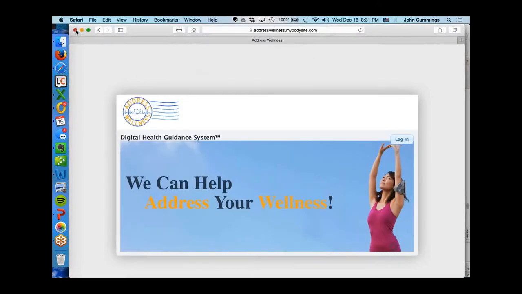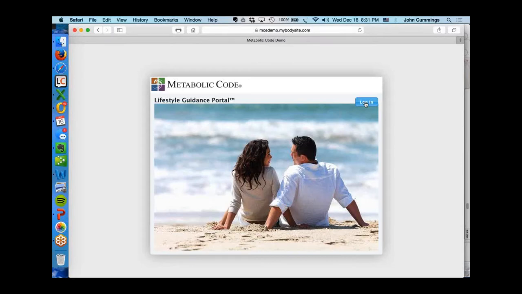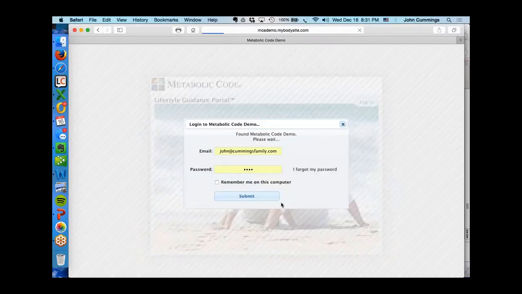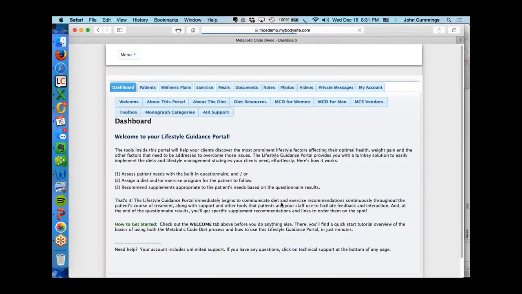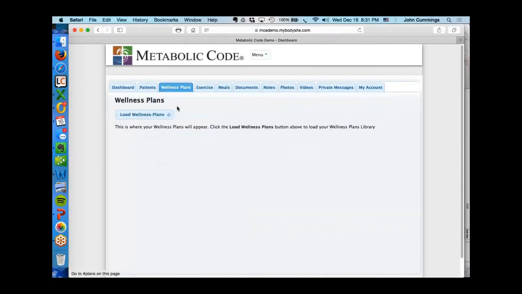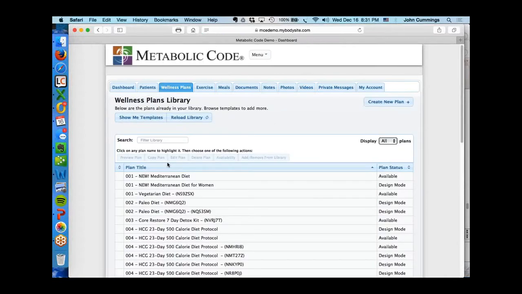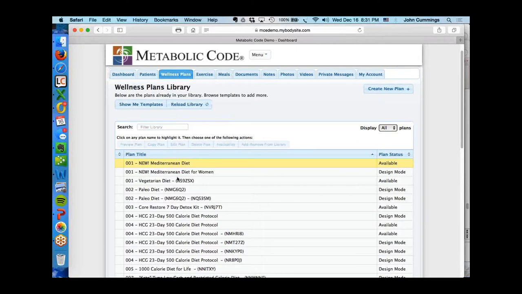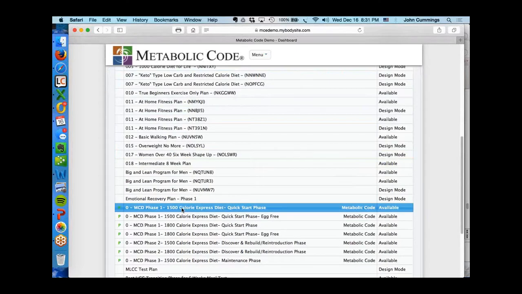And you'll be able to log into your account with this system and have access immediately to a library of wellness plan templates that are not only simple to deploy, but consist of a ton of great information for the patient to follow. I'm going to jump right down to one of the templates created by the Metabolic Code team, and it's their 1,500 calorie quick start elimination diet.